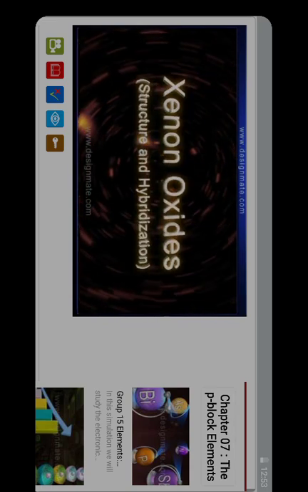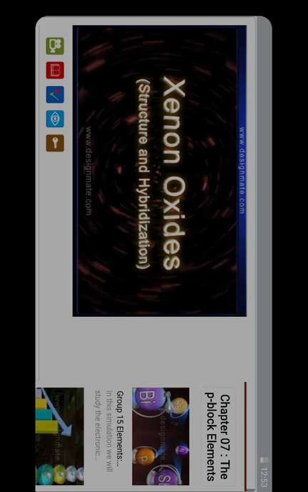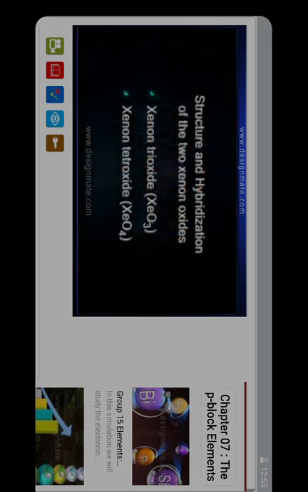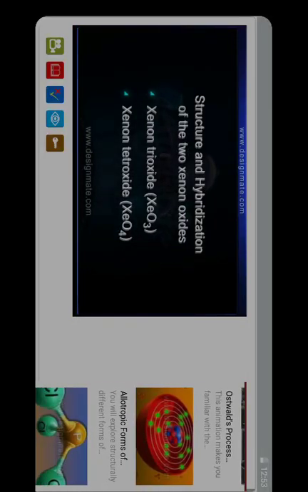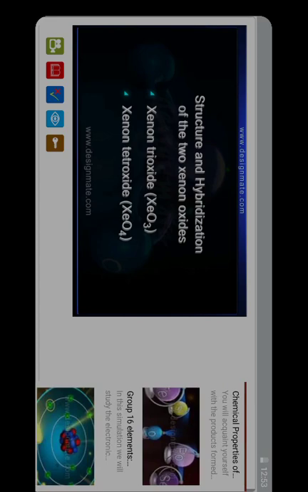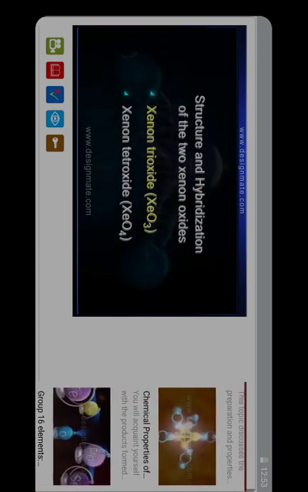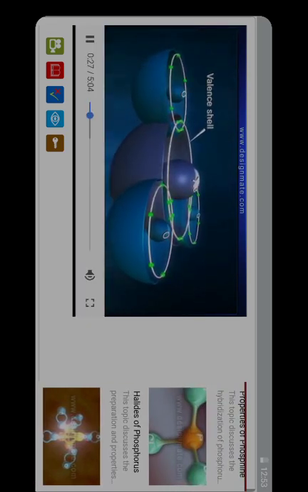Xenon oxides, structure and hybridization. Objective. In this topic, we will study the structure and hybridization of the two xenon oxides. Let us begin with xenon trioxide. Observe the molecular view of XeO3.